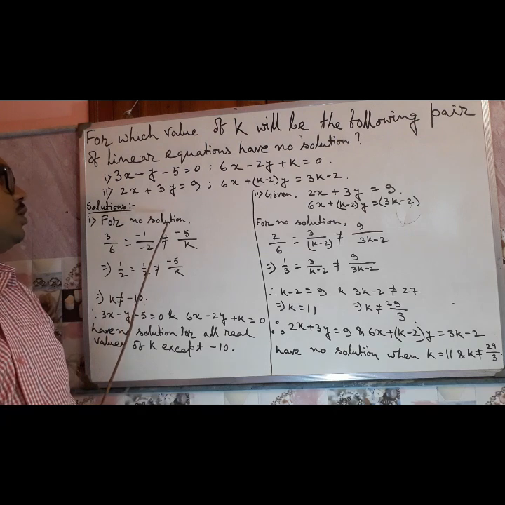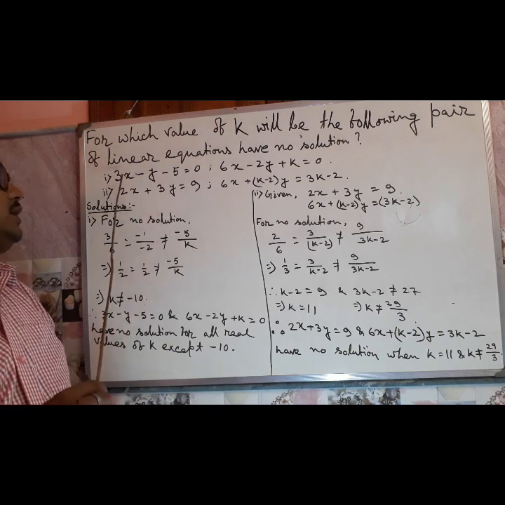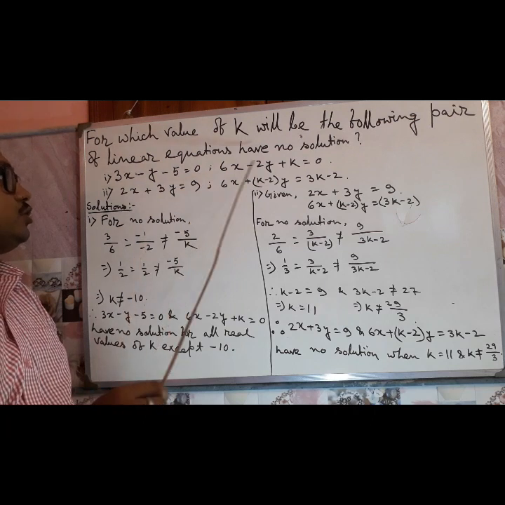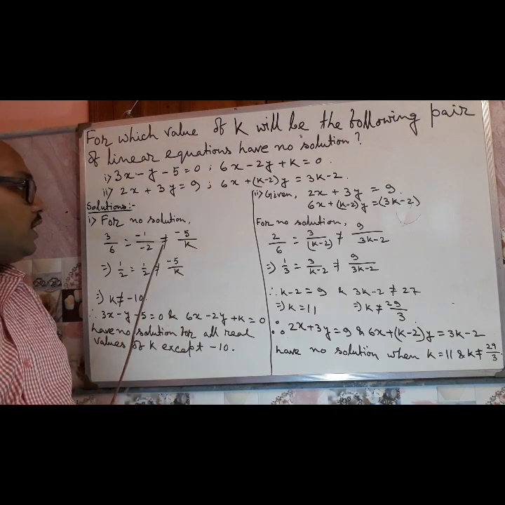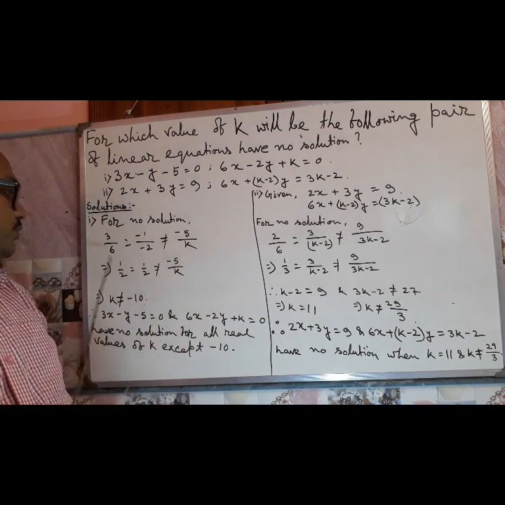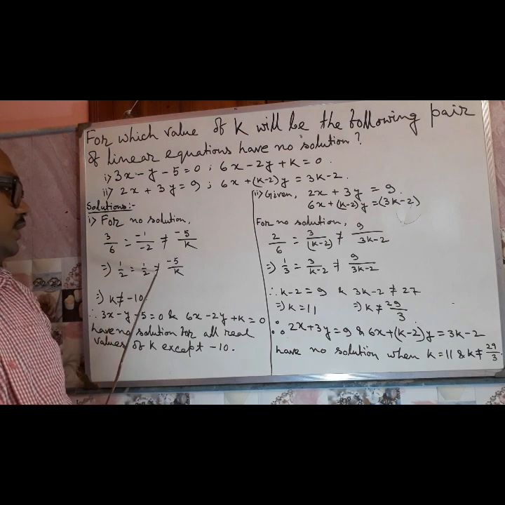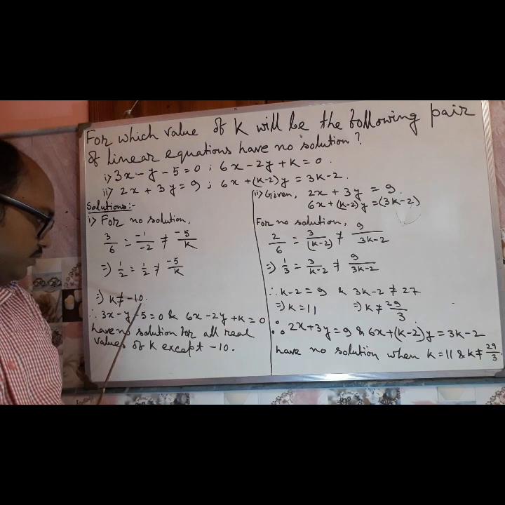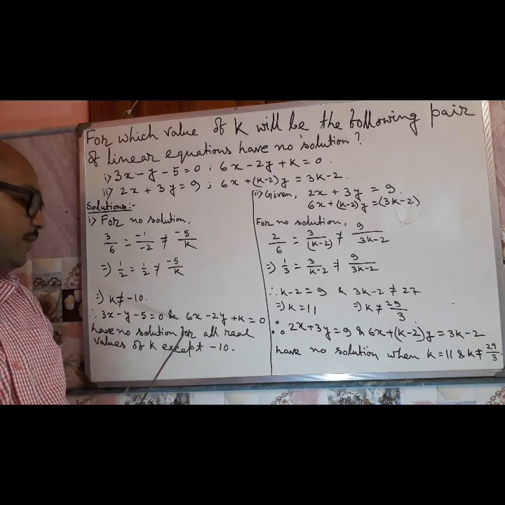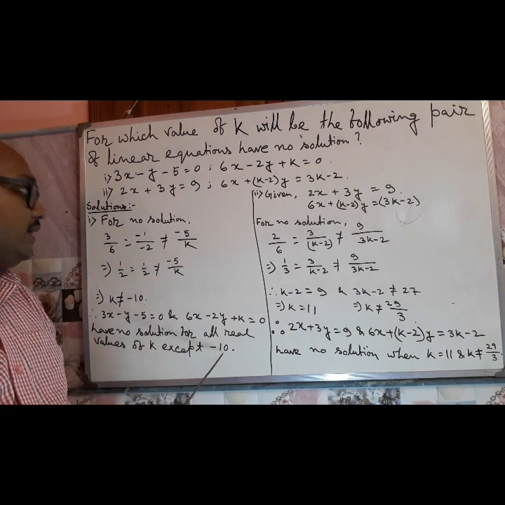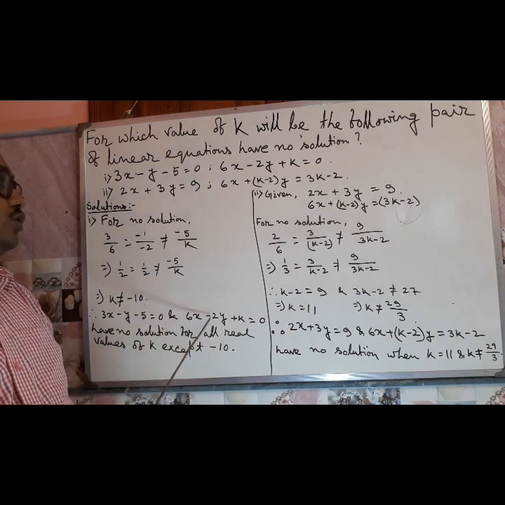For no solution we know the condition, that is the ratio of the coefficients of x is equal to the ratio of the coefficients of y, which is not equal to the ratio of the constant terms. From this we will get, you see, the ratio of x and the ratio of y both are 1 by 2, that is not equal to minus 5 by k. So ultimately k is not equal to minus 10. Okay. That means for all real values of k except minus 10, the system has no solution.